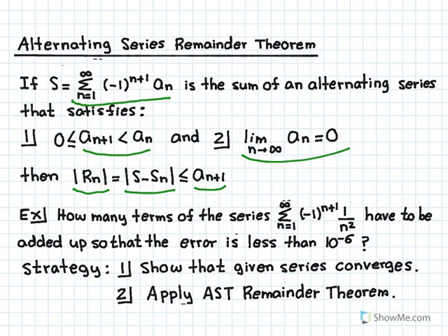Now, we're checking the two conditions of convergence because the only way that we can apply this alternating series remainder theorem is if the alternating series converges in the first place. That's why we have to check those conditions first.